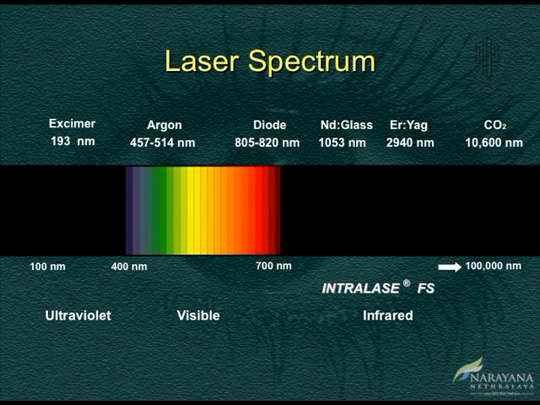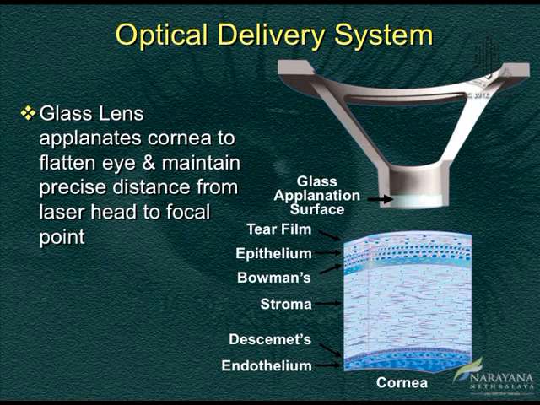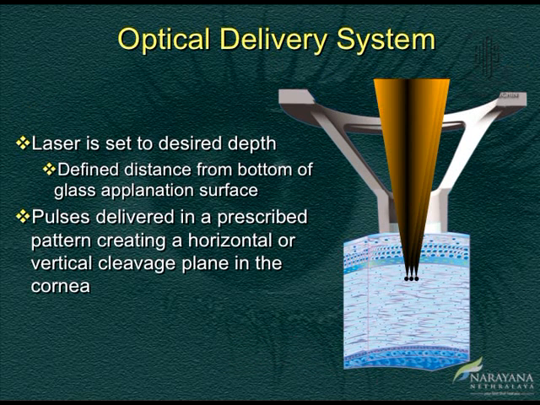Well, the femtosecond laser is an infrared laser which works on the principle of photodisruption. It creates a plasma. In a femtosecond laser delivery system, there are two most important things. One is the laser, and second is the optical delivery system, which is the glass cone that applanates the cornea. It first flattens the cornea, and then very high energy laser spots in very short duration are delivered to the cornea, which creates plasma.